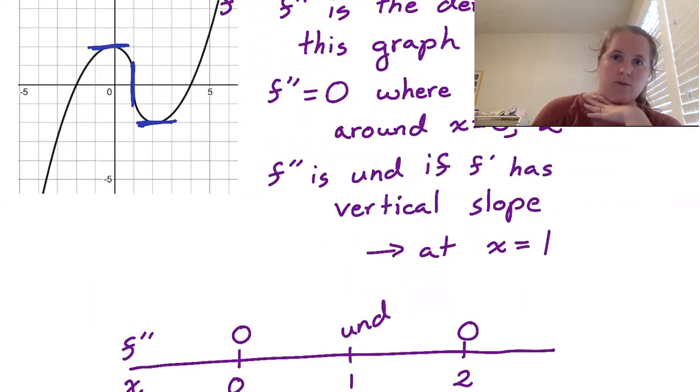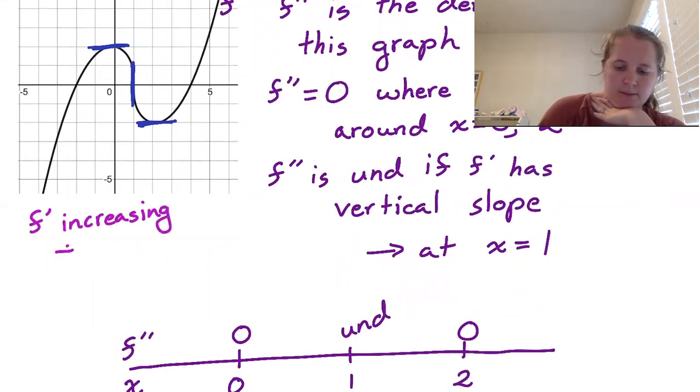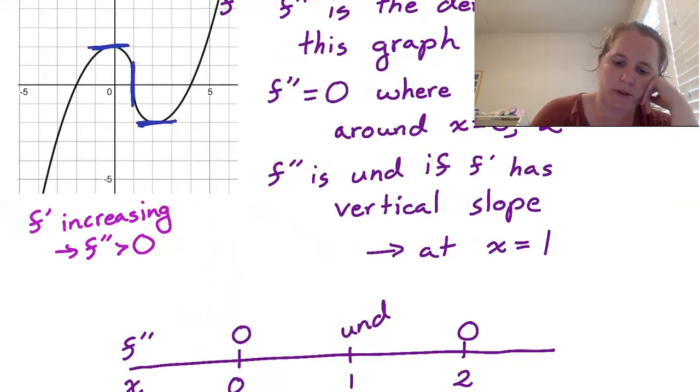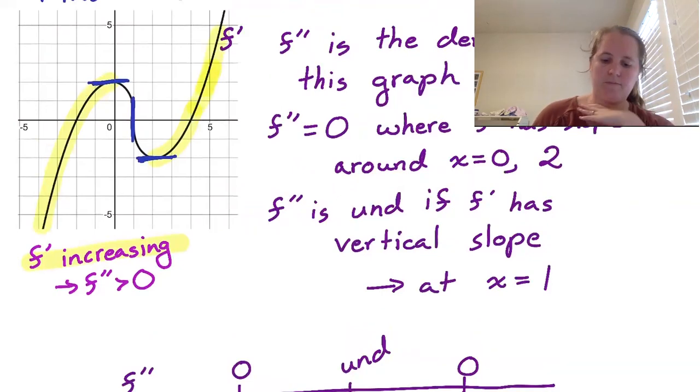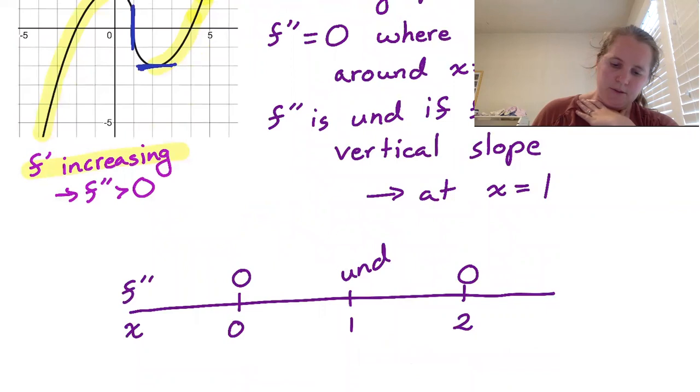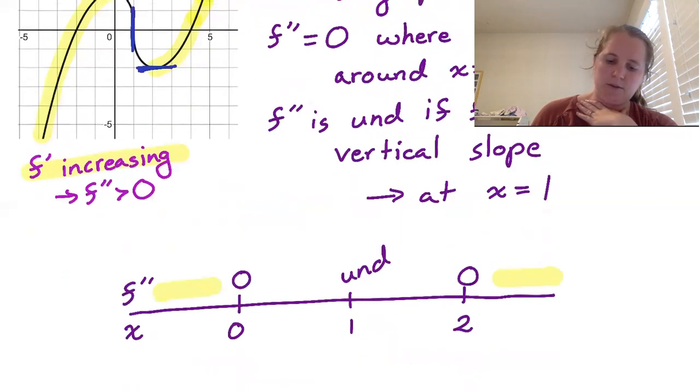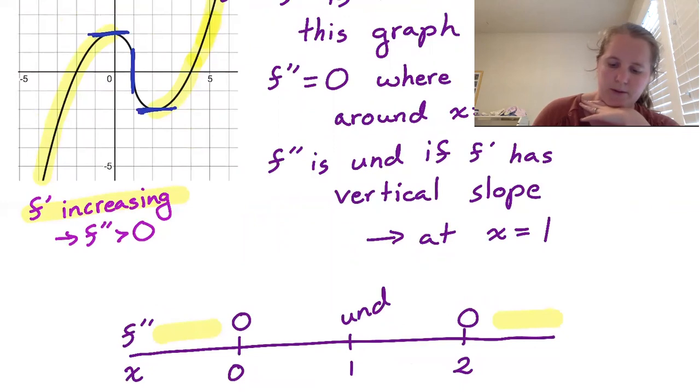Now we're going to look for if f prime is increasing, then that means that the second derivative is positive. So if we look for where we're increasing, that happens until x equals 0, and then after x equals 2. So until x equals 0 and after x equals 2, we have f double prime is positive.